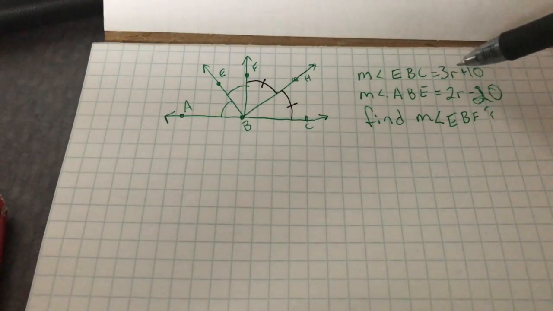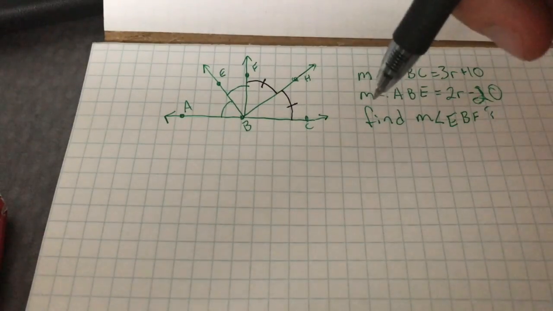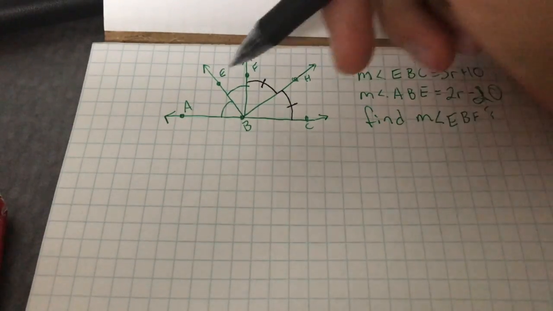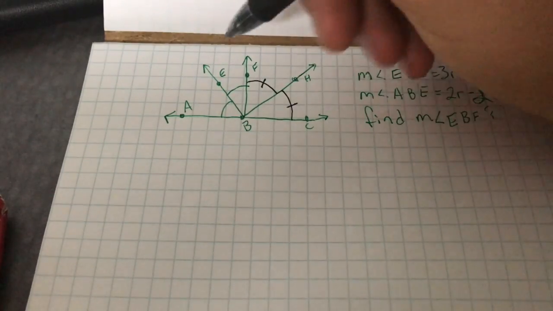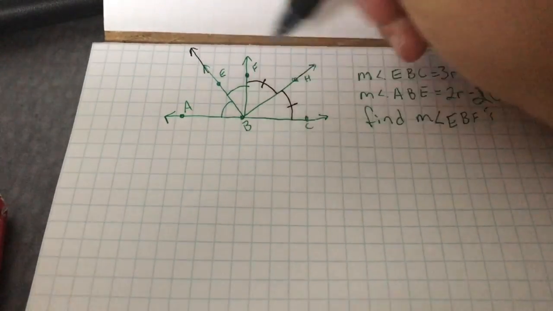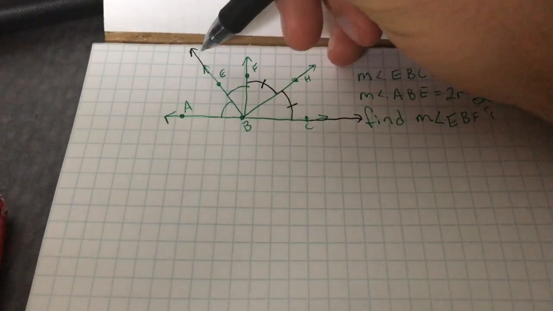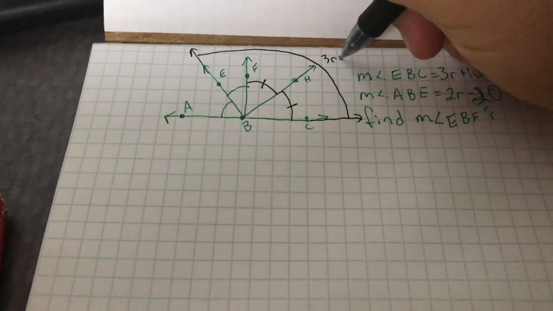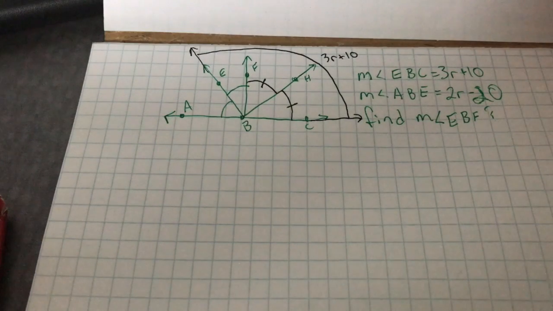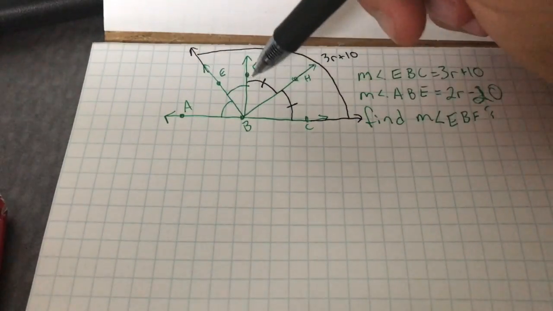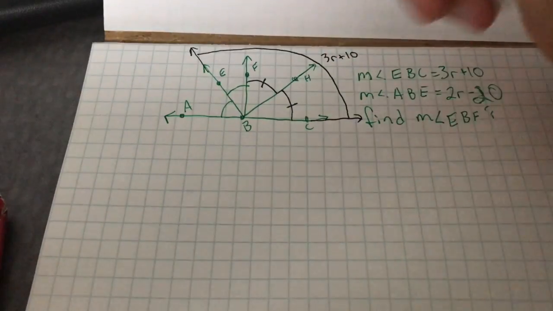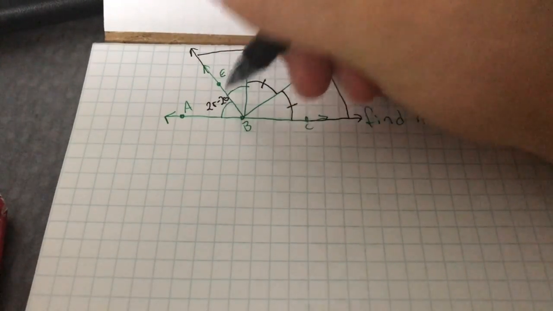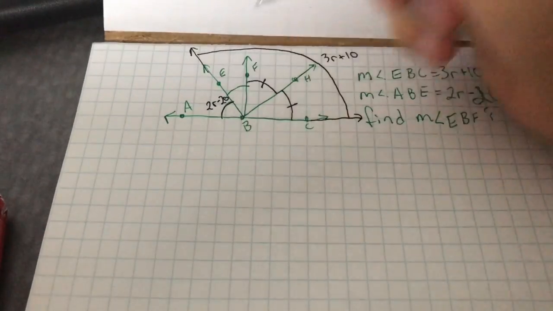So let's look. EBC equals 3r plus 10. Go ahead and label that right now if you haven't already. So what I'm going to do is lengthen this out a little bit so I can draw it over the rest of it. I'm going to say that that right there is 3r plus 10. So let's have sort of a visual on it. Next, ABE is equal to 2r minus 20. ABE right here is equal to 2r minus 20. All right, so that's right there.